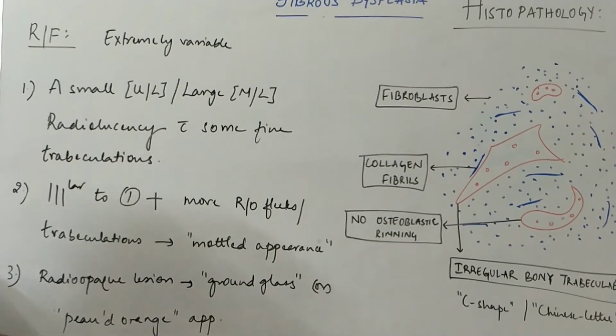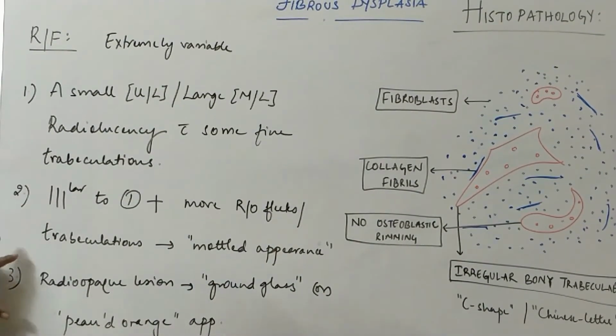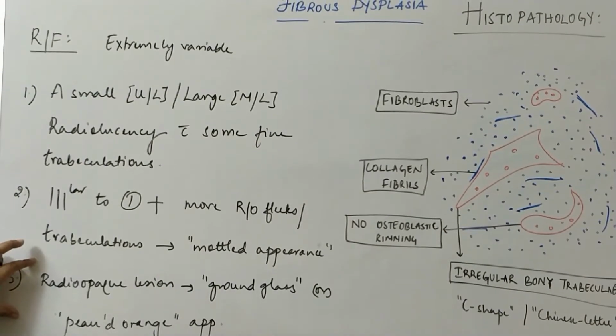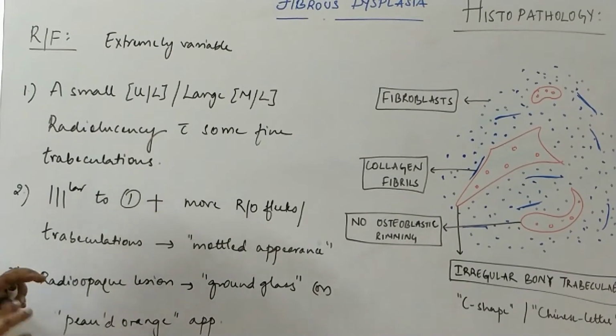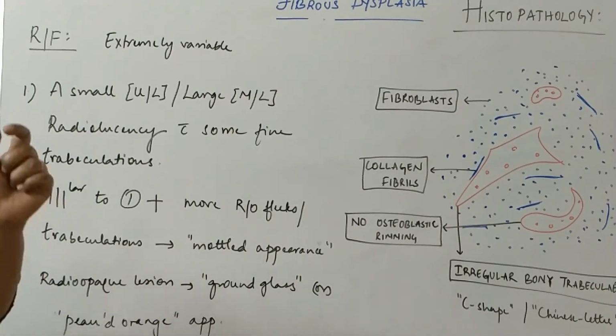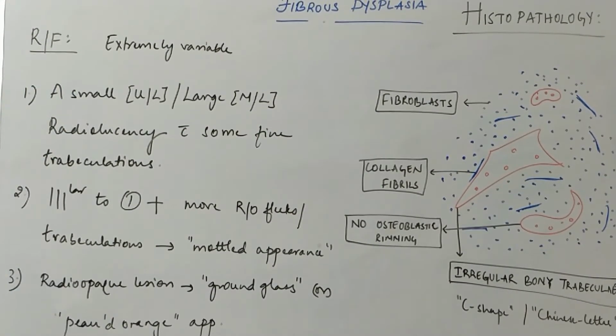It is characteristic of fibrous dysplasia. This is the most mature stage of fibrous dysplasia. So the appearance will look just like the frosted glass panes which are present in bathrooms. A similar frosted glass appearance will be appreciated in the radiograph.